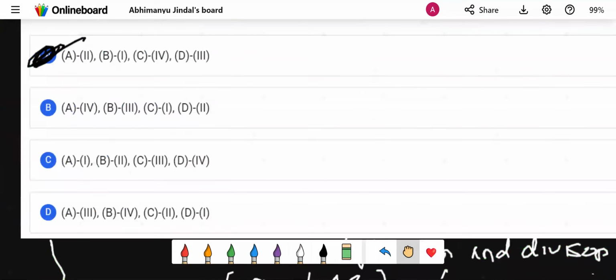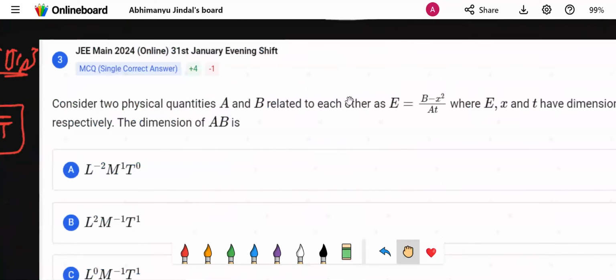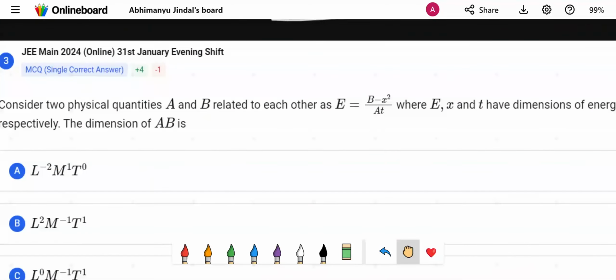Now let's solve questions and let's get done with units and dimensions, and let's move to Vernier caliper in the next video.